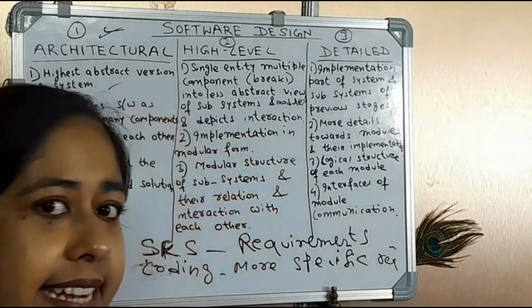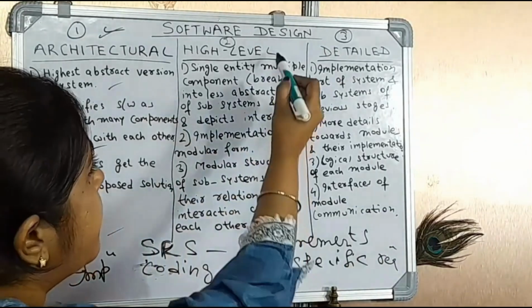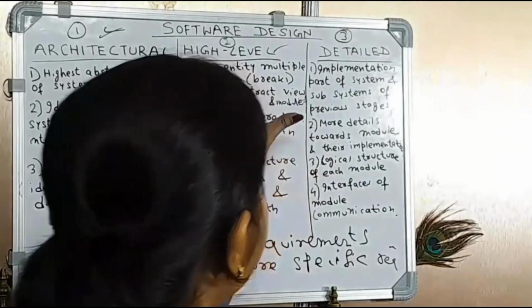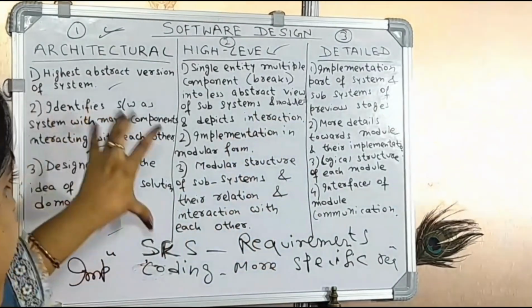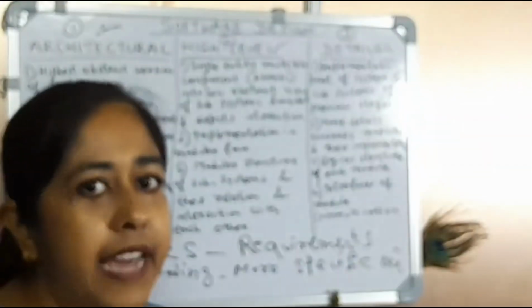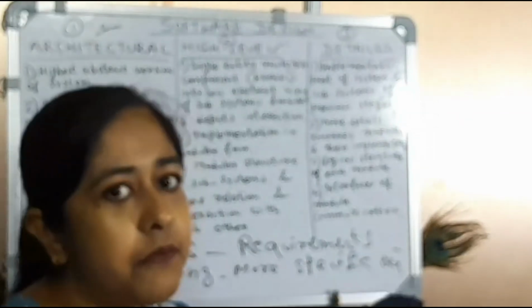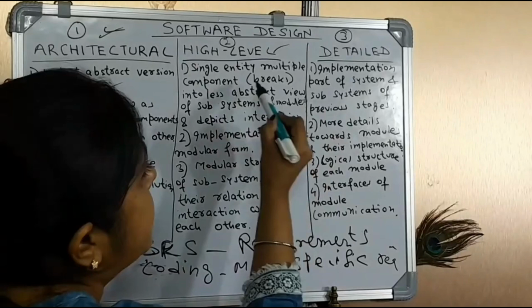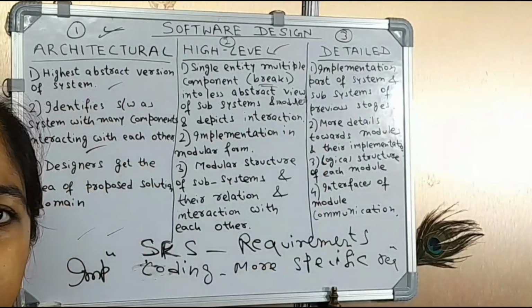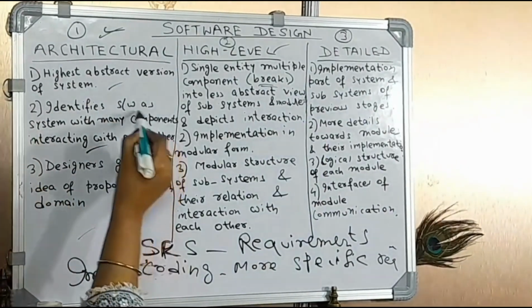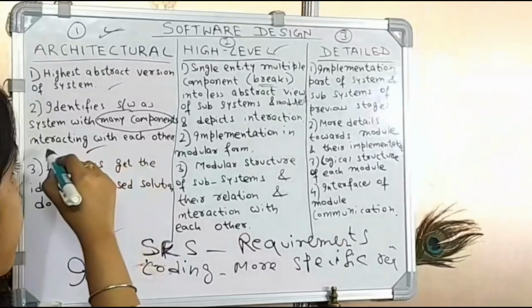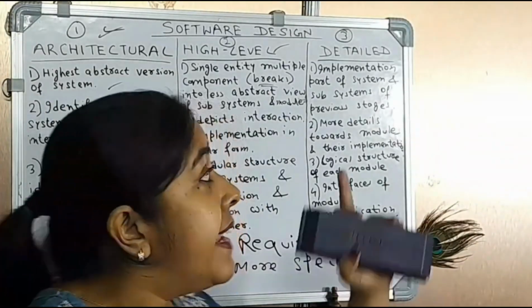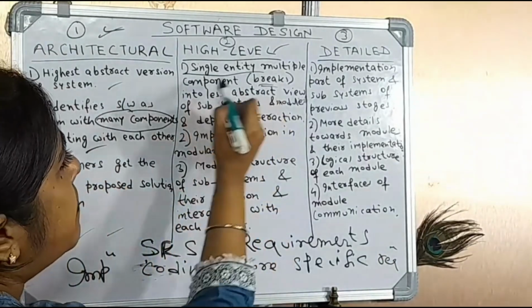Okay. Now second level. What is the second level? Next level, that is our high level. High level designing. What happens in this high level? Here we were seeing the whole system as a collection of components, or a system with many components. Now what we are seeing here, it breaks that particular thing. What was it? A system with many components, a single entity with many components. It is breaking that one.